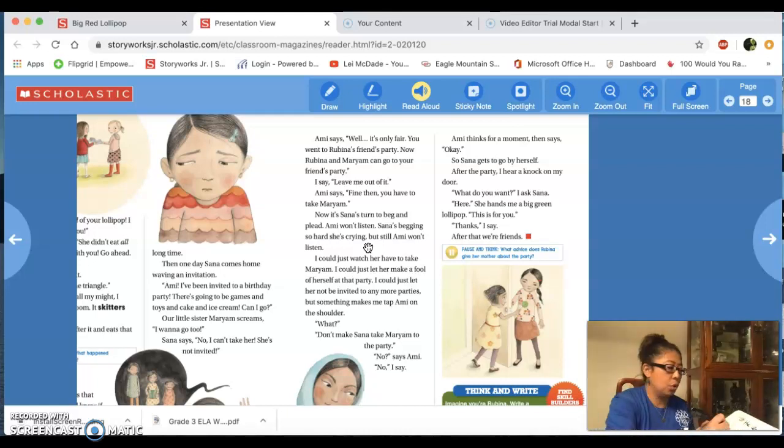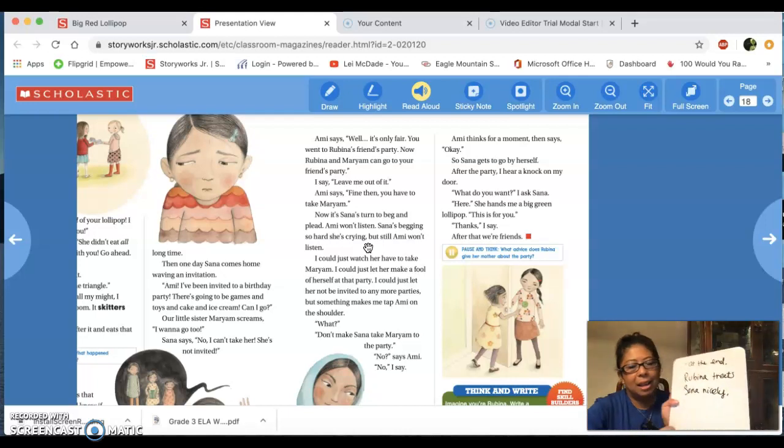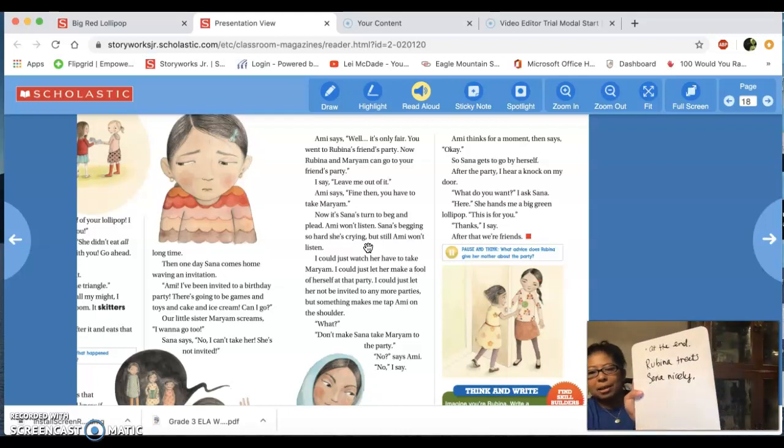Okay. I want you to think about at the end of the story. At the end of the story, Rubina treats Sana nicely. Okay, and I want you to think about that.